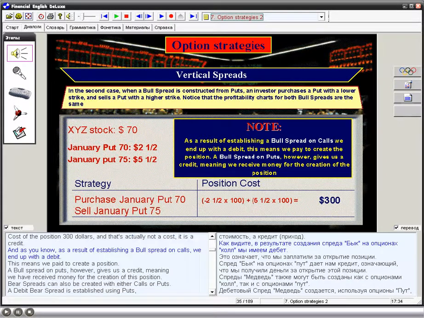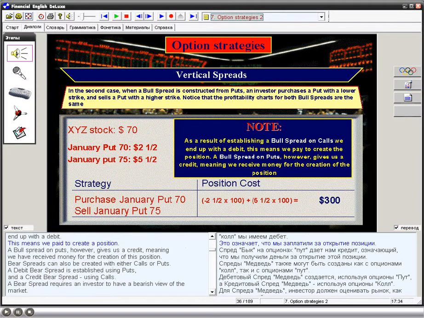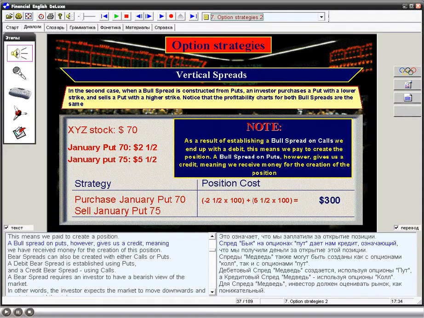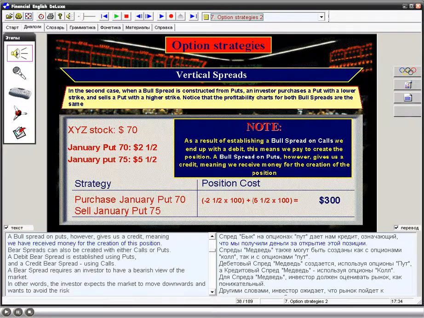And as a note, as a result of establishing a bull spread on calls, we end up with a debit. This means we pay to create the position. A bull spread on puts, however, gives us a credit, meaning we have received money for the creation of this position.